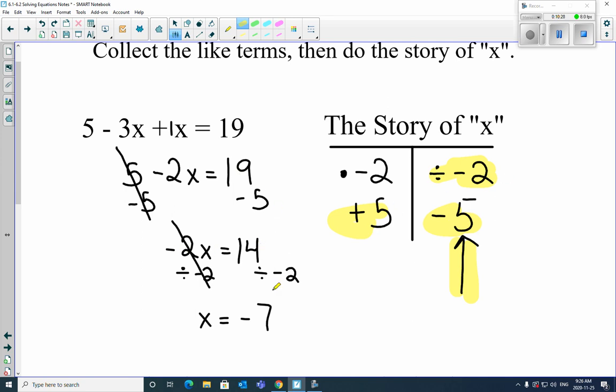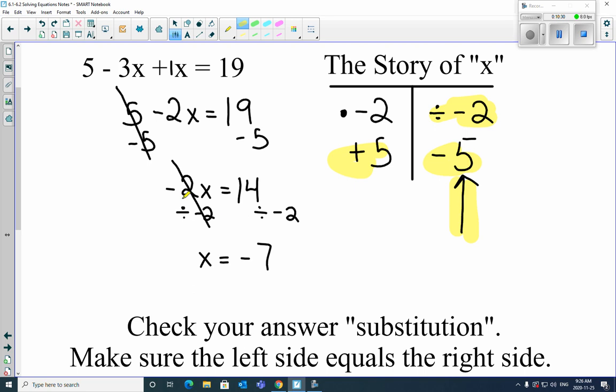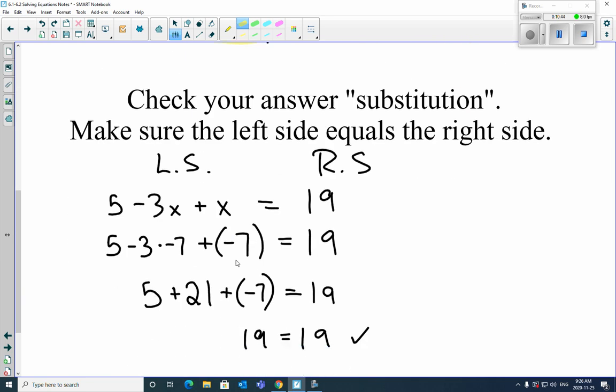So next step, we're going to divide by negative 2. Careful, we're dividing by negative 2. So negative 2x divided by negative 2 and 14 divided by negative 2. These reduce down because anything divided by itself is 1, and 14 divided by negative 2 is negative 7. So is our answer correct? It's negative 7. Well, we check by doing left side and right side.